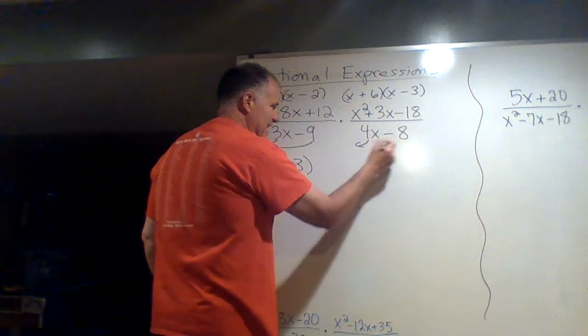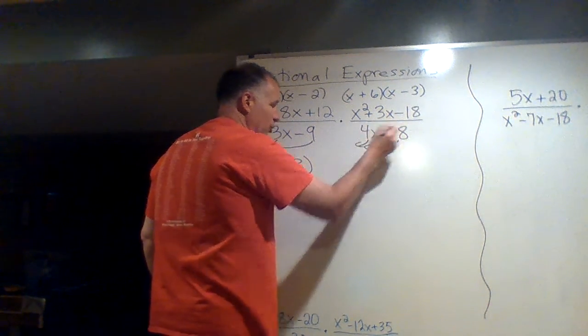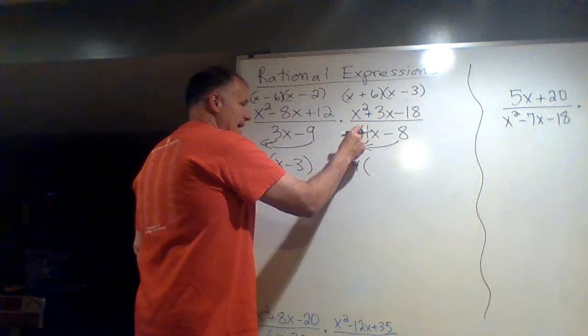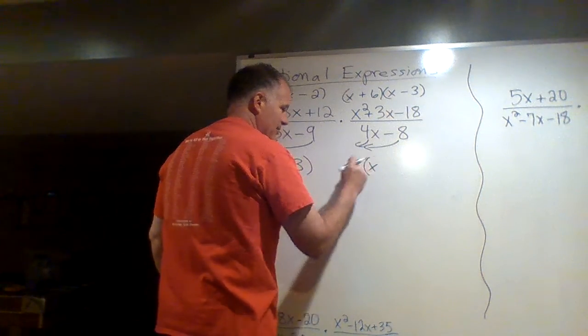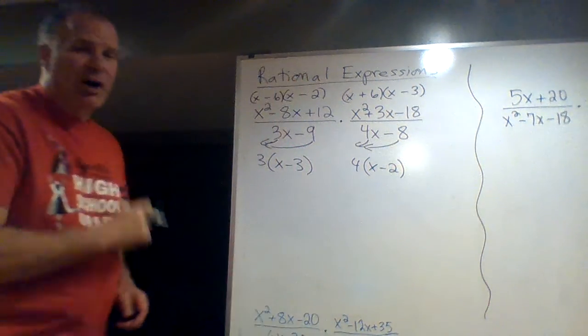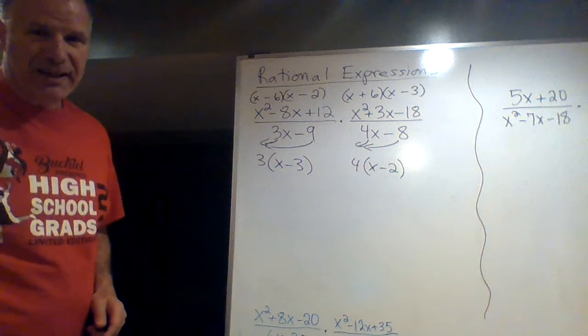Okay, and then same thing, take out what these have in common. Now obviously 4 and 8, they have a 4 in common. 4 out of 4x leaves the x. 4 out of the 8 leaves a negative 2. Now, hopefully you can see what's happening here.